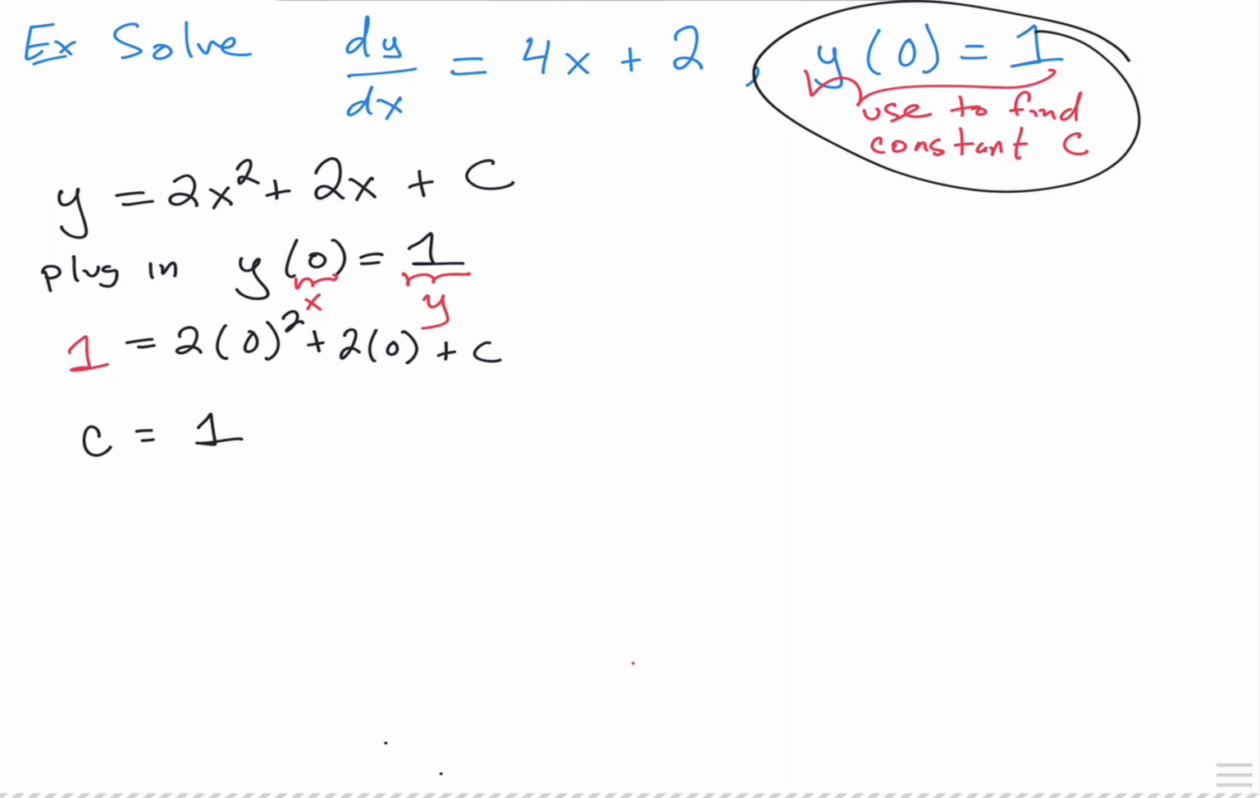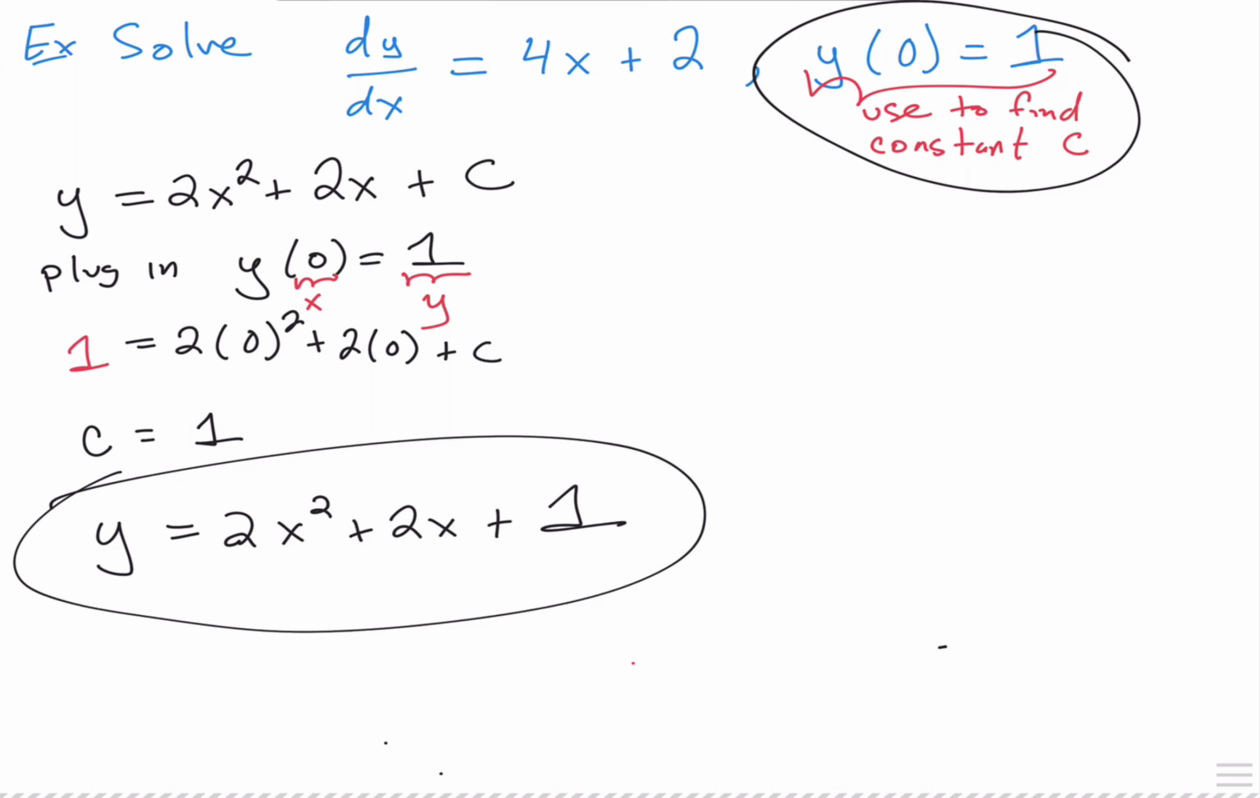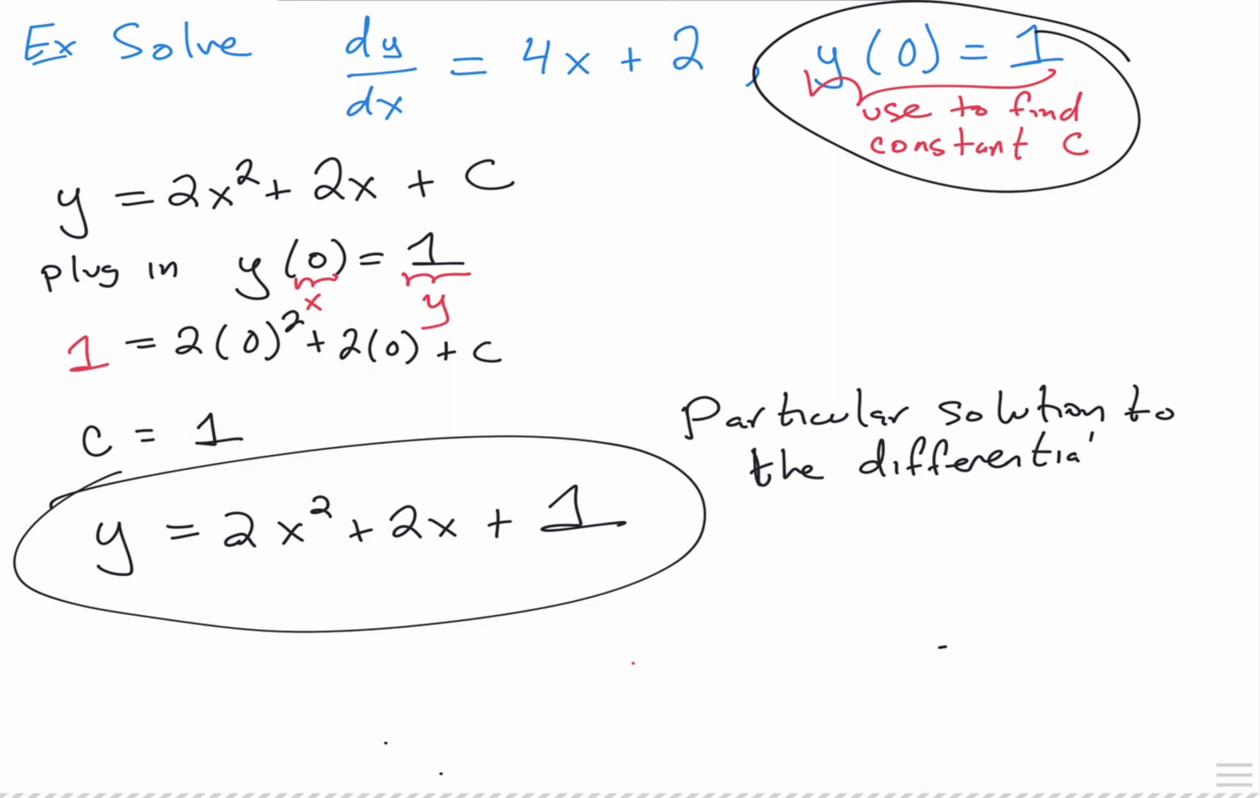Okay. So then I end up with y is equal to 2x squared plus 2x plus 1. And this is called the particular solution to the differential equation. So it's the one that corresponds to that condition right there, that y of 0 equals 1. Does that make sense? Do you guys see the difference?